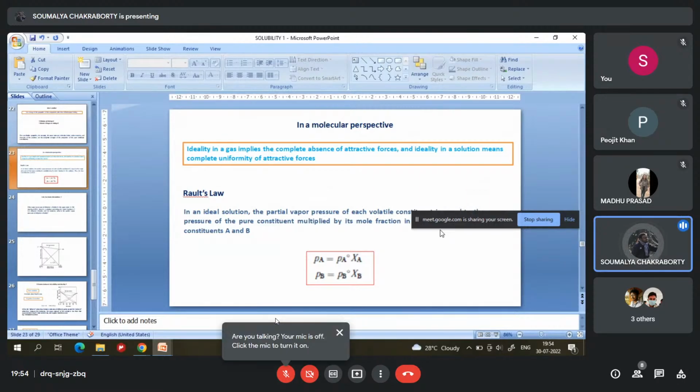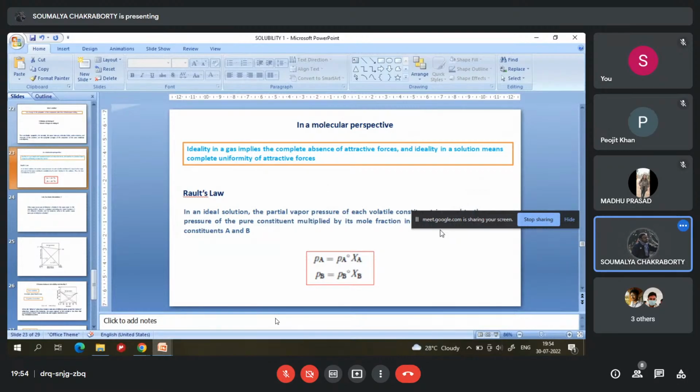So what is called uniformity of attractive force? I have already told you about AA, BB and AB. The magnitude of AA will be equal to BB, and what will be equal to AB? So all the cohesive or adhesive forces of interaction among solute molecules, among solvent molecules, or between solute and solvent molecules will be equal. That is called complete uniformity of attractive forces.